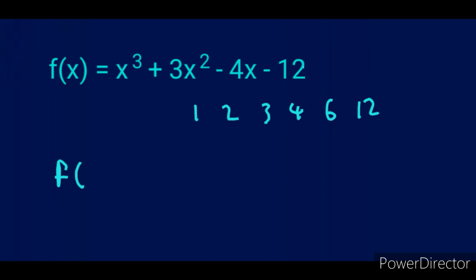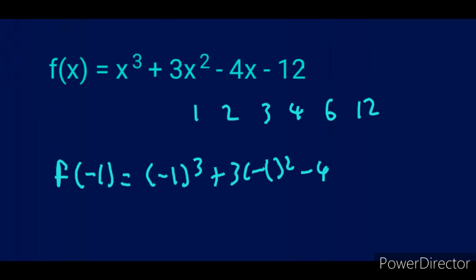What about if we test -1? If we test -1, we'll have f of -1 is equals to -1 cubed plus 3 into -1 squared minus 4 into -1 minus 12. So let's see what this will give us. We'll get -6 as the answer. So it means -1 is also not a vector. Well, let's test 2.